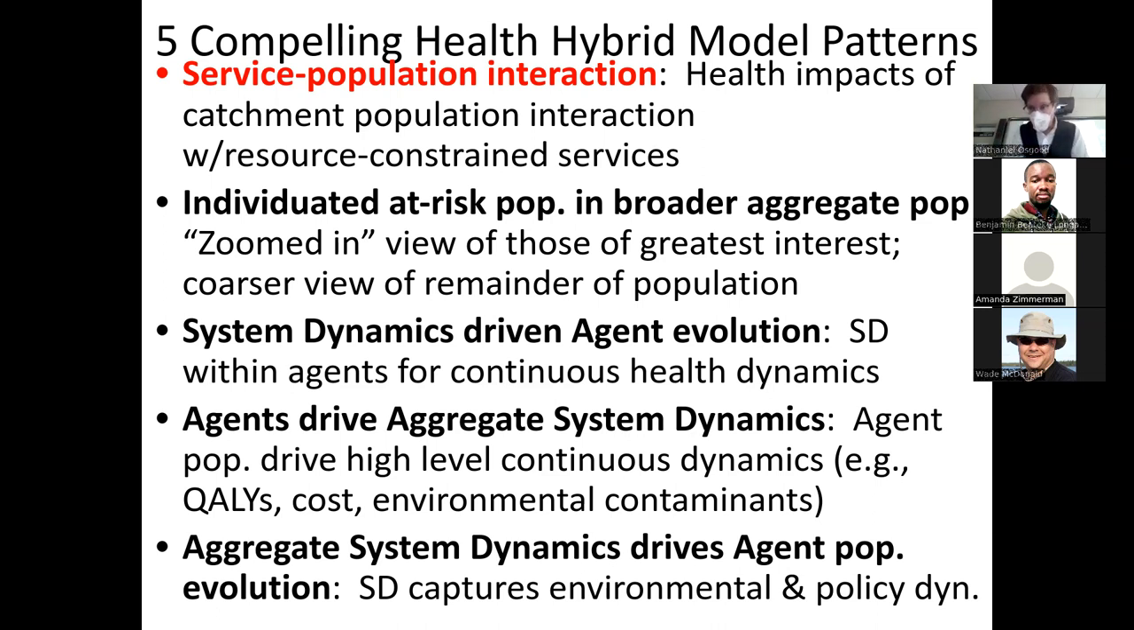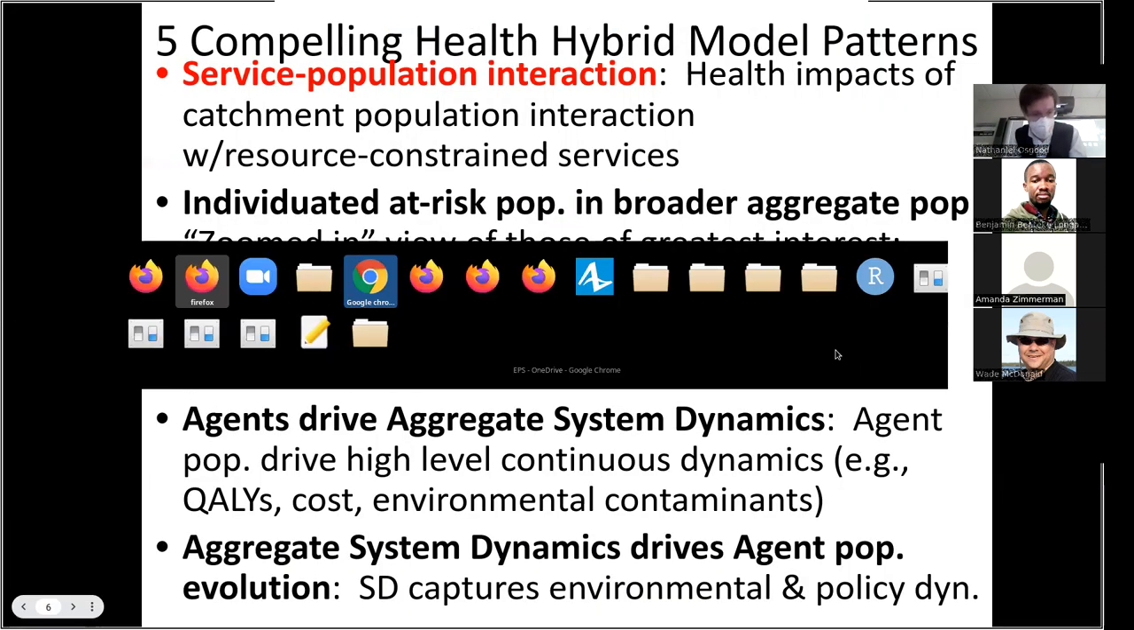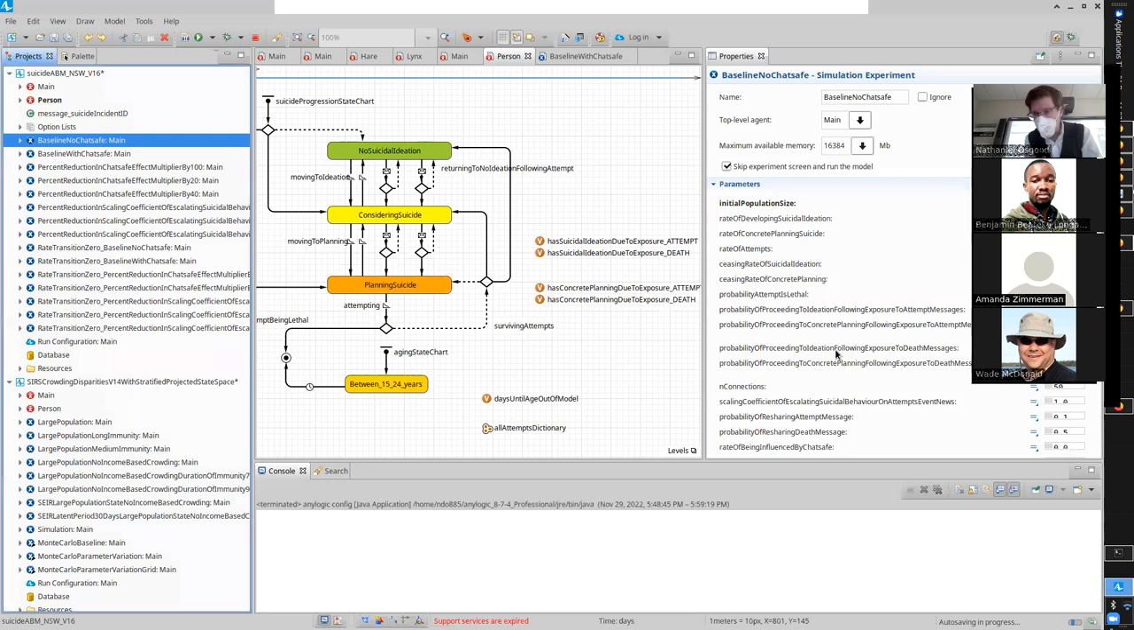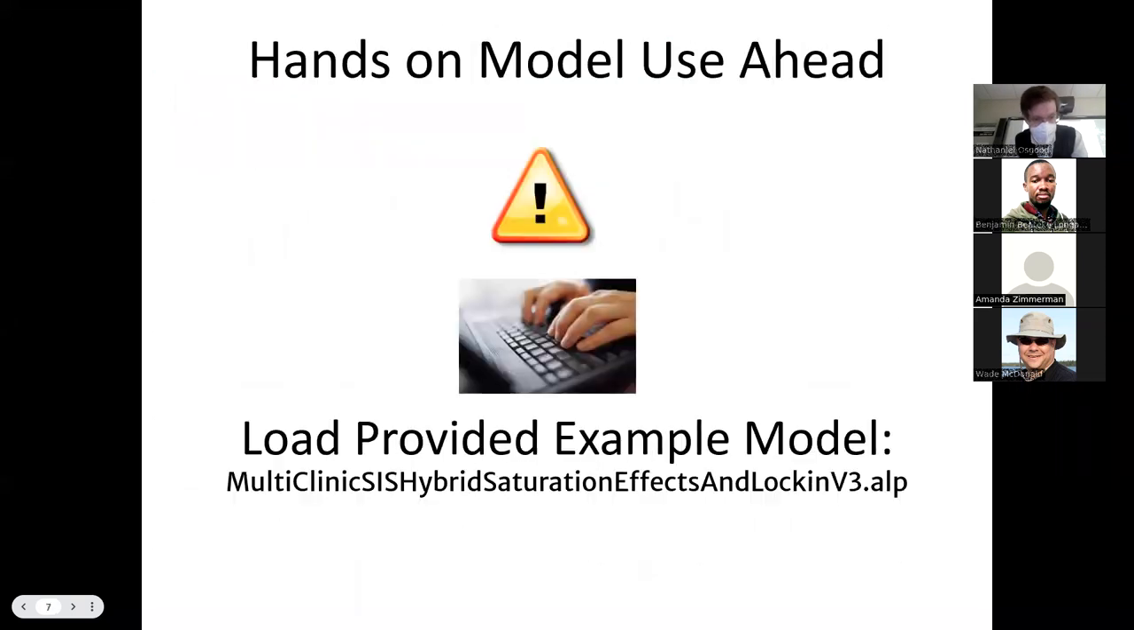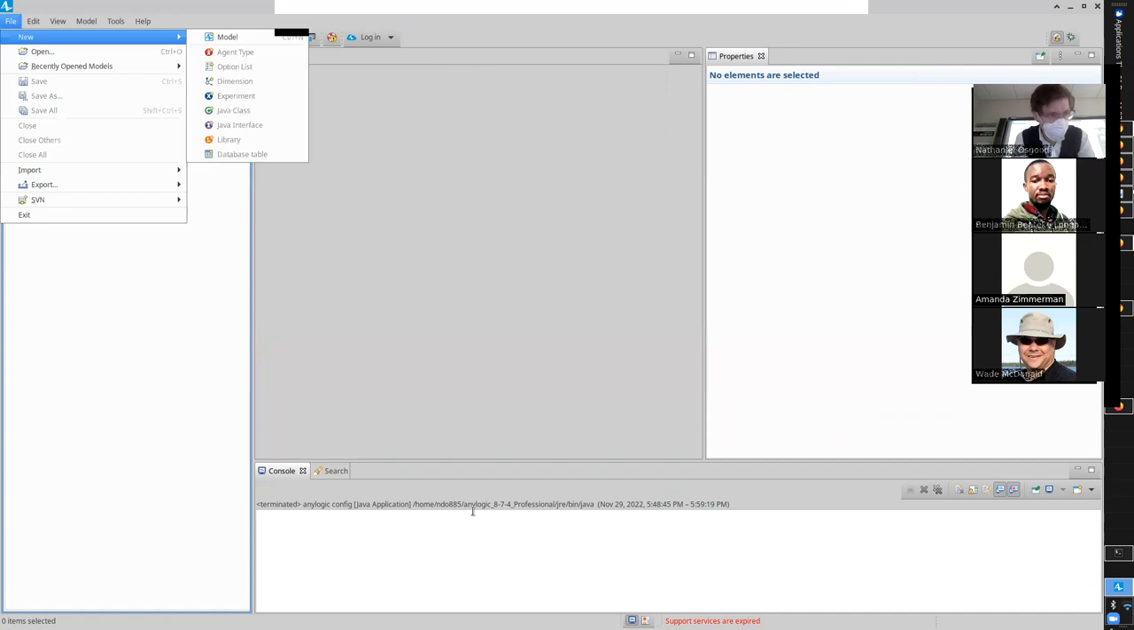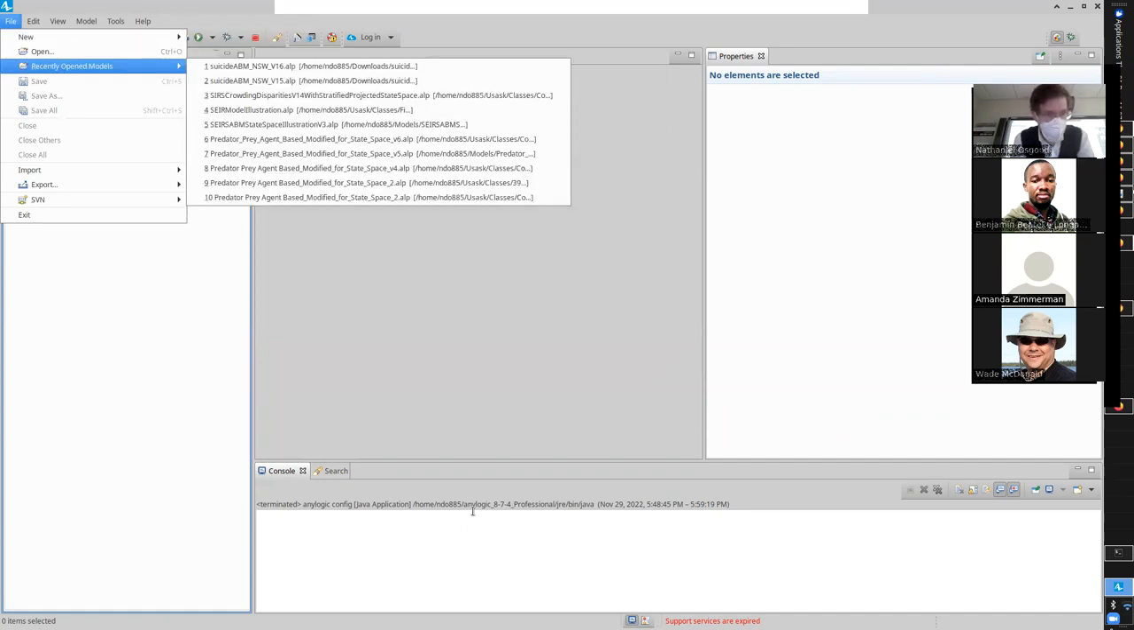So let's go open a model like that. You've actually seen it before. We'll look at it from a different angle. There's many others that I was thinking about sharing with you that illustrate this, but I rather like the one we had, and it has a degree of familiarity. So let me close out these models here, and we will open up the model at hand. So it's multi-clinic SAS hybrid saturation effects and lock-in version 3. Indeed, version 3. Okay. So I am going to get that on my side, and I'd invite you to download it.